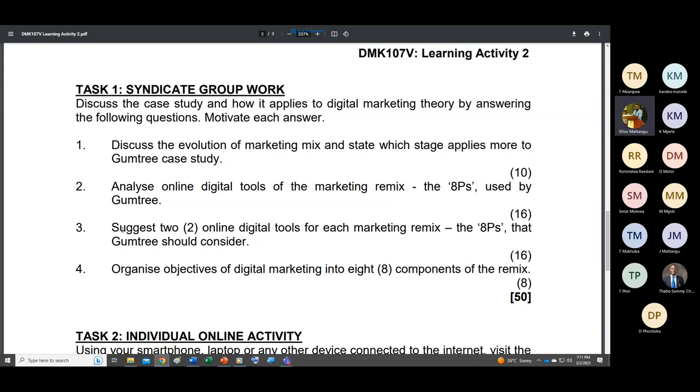Number three was asking us to suggest two online digital tools for each marketing remix that Gumtree should consider. As you analyze throughout the 8 P's, for example, maybe you come to the process that Gumtree is using, and you identify they don't have chatbots under people under a certain step, maybe they can include that. We already know they've got safety tips there. So we suggest based on the slide. The slide will give us the tools. If Gumtree does not use those online tools, we can suggest that they can consider that.